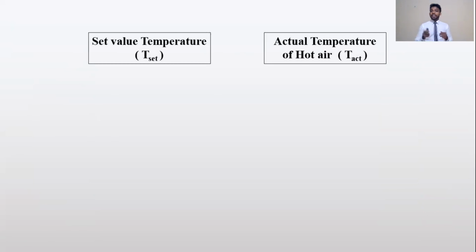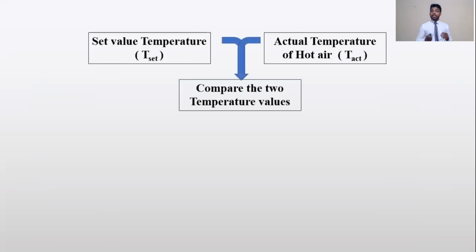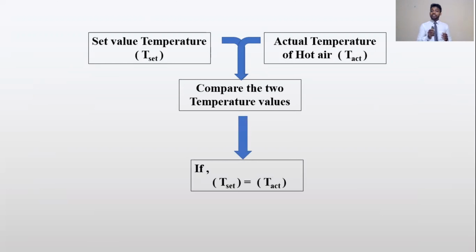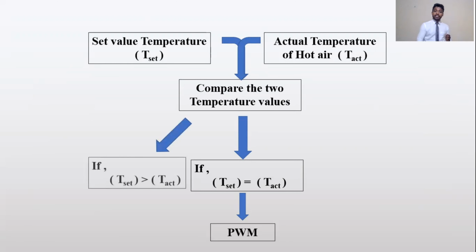The set value is determined by the model, and the actual temperature of the hot air is determined by the thermocouple that we are using. Then the microcontroller compares the two temperature values and decides what to do. If the temperature set value is equal to the actual value, then the PWM stays the same. But if the set value is higher than the actual value, the temperature should be increased, so the PWM will increase one by one.